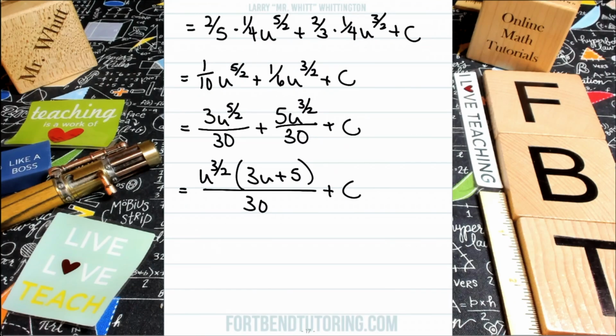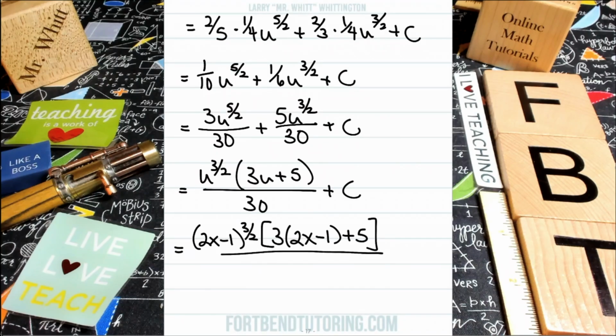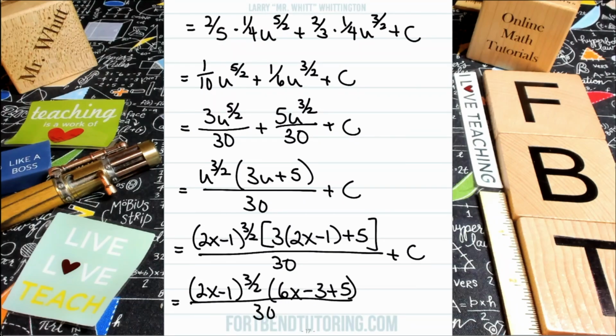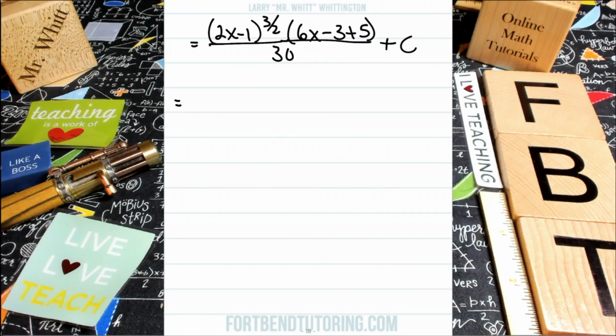Now let's back substitute. You'll have the quantity of 2x minus 1 raised to the 3/2 power times 3 times 2x minus 1 plus 5 all over 30 plus c. Simplifying, you'll have the quantity of 2x minus 1 raised to the 3/2 power times 6x minus 3 plus 5 all over 30 plus c. Combining your like terms inside the second set of parentheses, you'll have the quantity of 2x minus 1 raised to the 3/2 times 6x plus 2 all over 30 plus c.